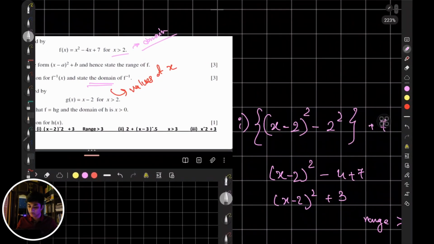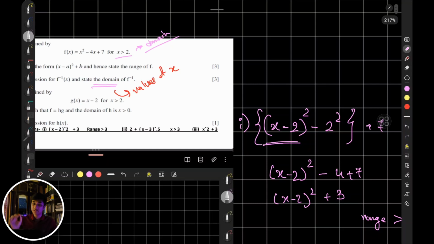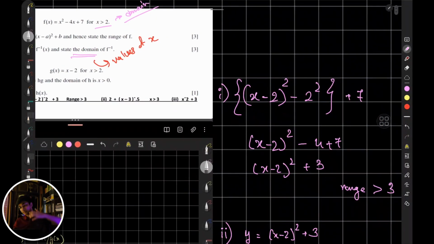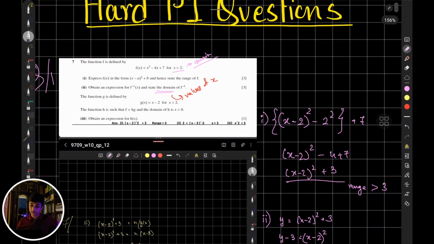The point is, (x minus 2) whole squared minus 2 squared plus 7. If we take off the brackets, it's going to be minus 4 plus 7. Your final answer is (x minus 2) whole squared plus 3. This is after you complete the square. Great.